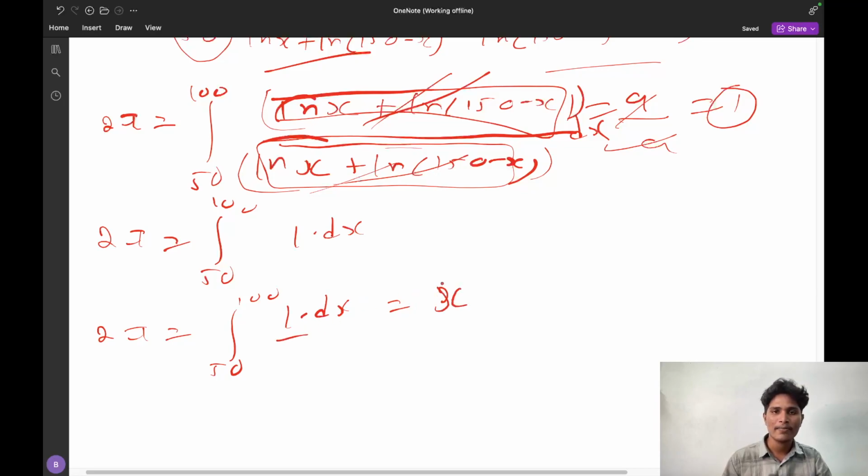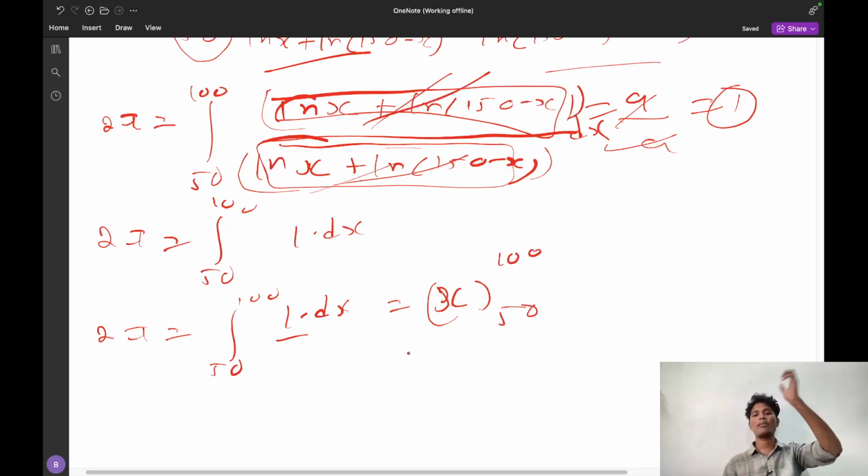The integration of 1 dx, with limits 50 to 100. That is, the lower limit is 50 and the upper limit is 100. So what is the answer here? It is the upper limit 100 minus 50. So what is the answer?